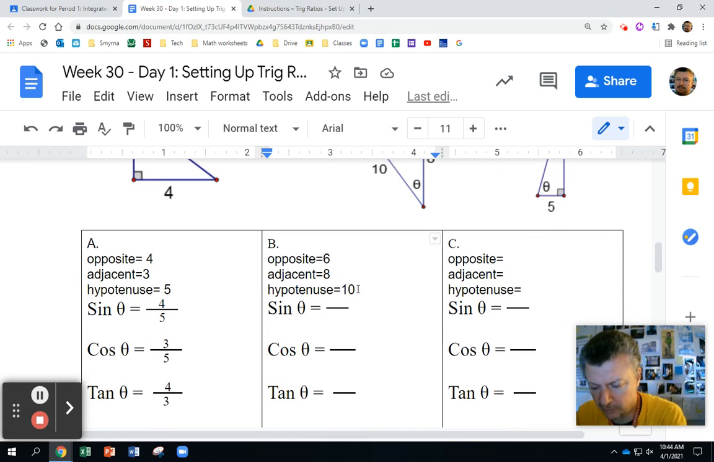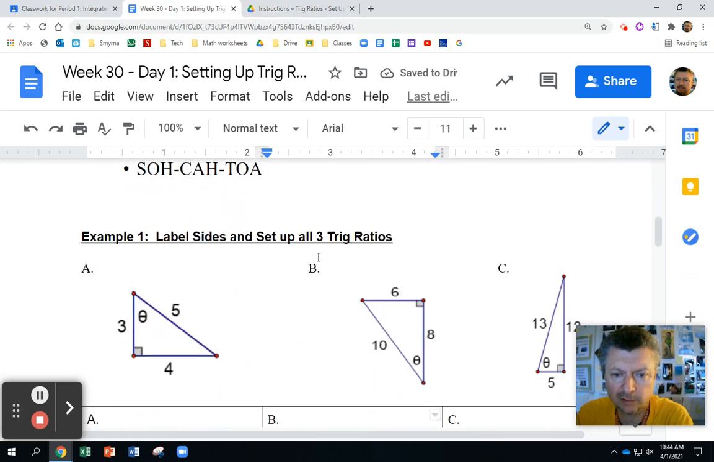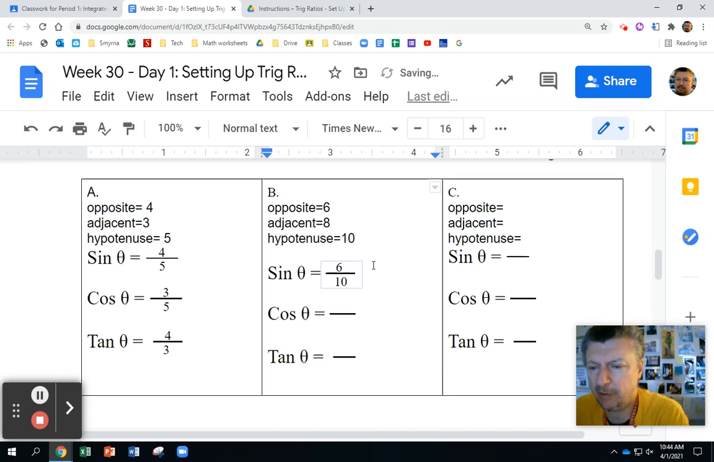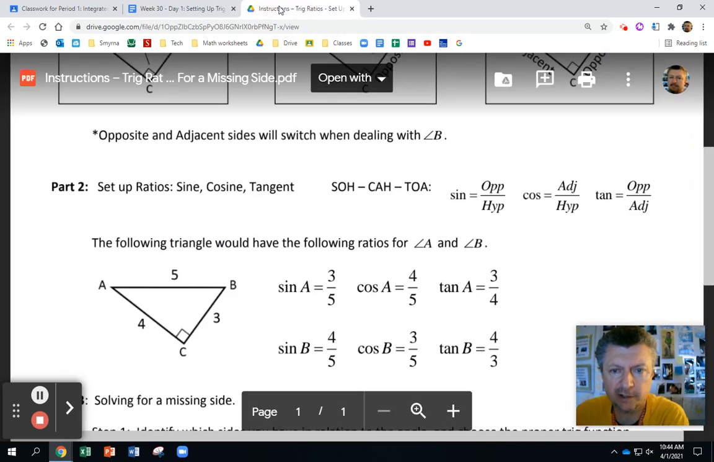So now we can do the sine, and sine is opposite over hypotenuse. Right? Opposite is 6. Hypotenuse is 10. 6 over 10. I mean, we can reduce these fractions. I'm not going to reduce them now. I just want to make sure you know how to find the ratios. Cosine, just look up here. All you got to do is look. Adjacent over hypotenuse. Again, it's on the instruction sheet too. ADJ over HYP.